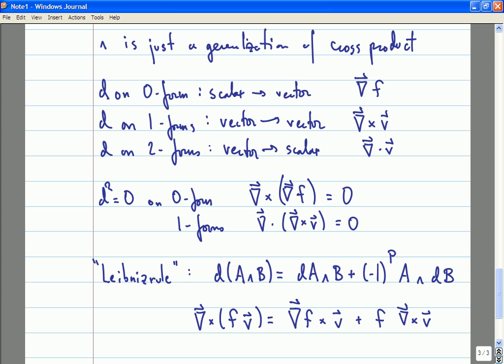P is the rank of the A form. So A here is a P form and B here is a Q form. The number of indices. Yes, I'm using the same notation that I've used above, where A is a P form.